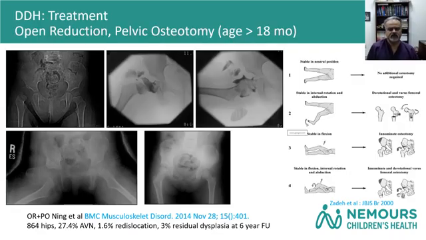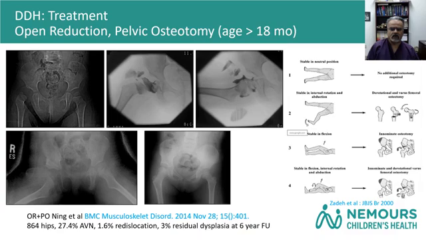Now, for the older child, as in a child more than 18 months of age, we've lost a significant amount of acetabular growth and remodeling potential. So oftentimes, for someone who presents beyond 18 months of age, we will perform an open reduction and then try and catch up the acetabular growth with a pelvic osteotomy. And there are studies that show that this may be a very good strategy for the older child. AVN, though, remains a challenge.